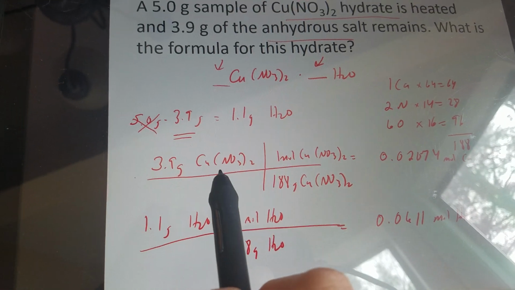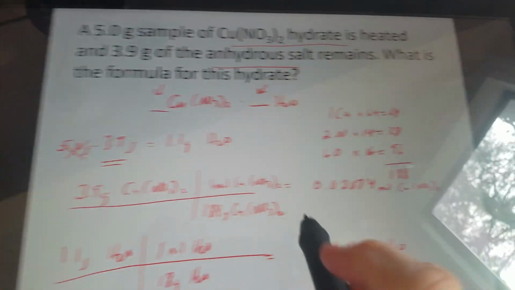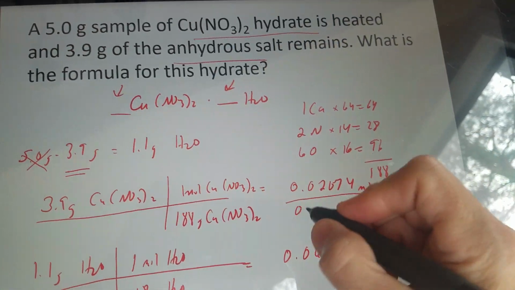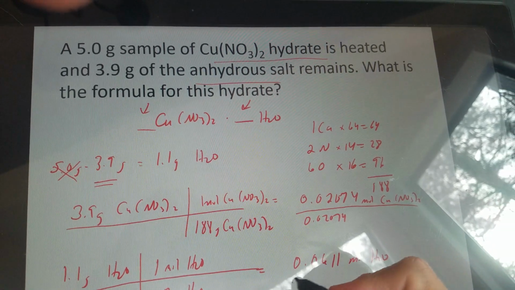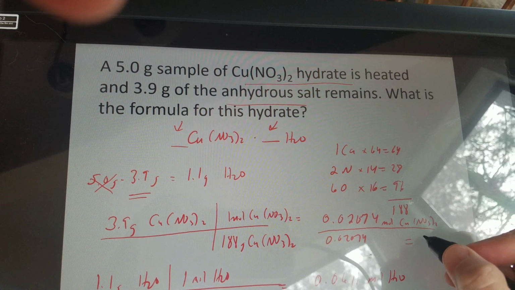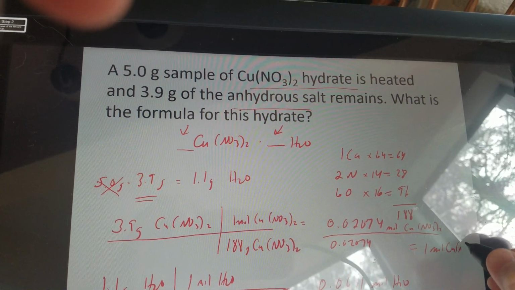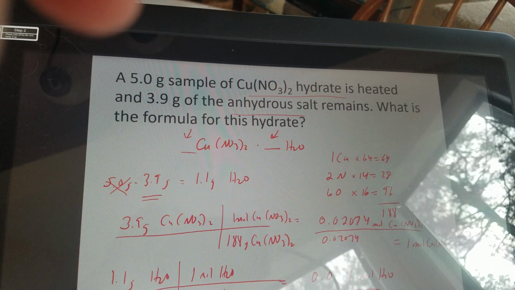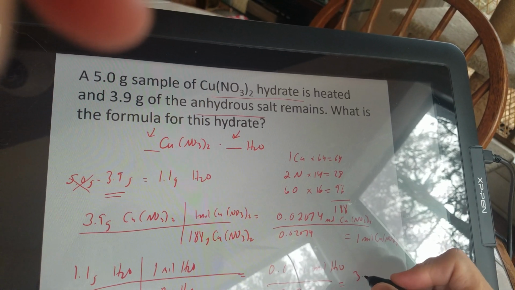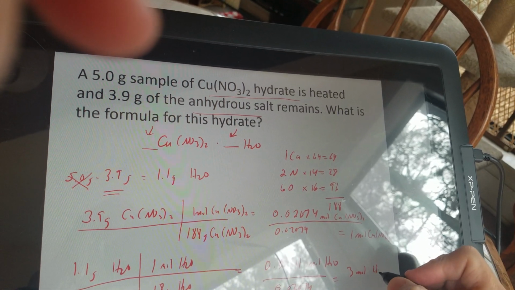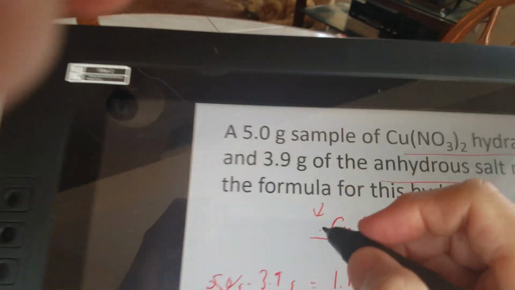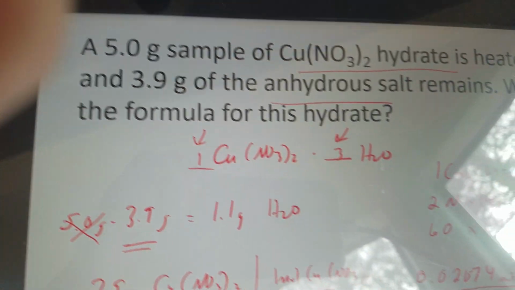Just like we did for empirical formulas, we take the grams of each part of this compound, get it into moles, and then we want to divide both of these by the smallest. The 0.02074 is the smallest. That's going to give us 1 mole of the copper(II) nitrate portion of the compound, and 3 moles of the water. Now that I have whole numbers, these are going to be the coefficients that go up here in my formula.